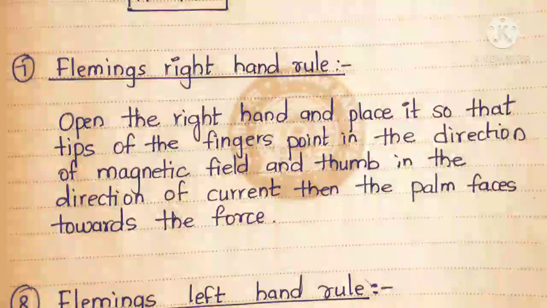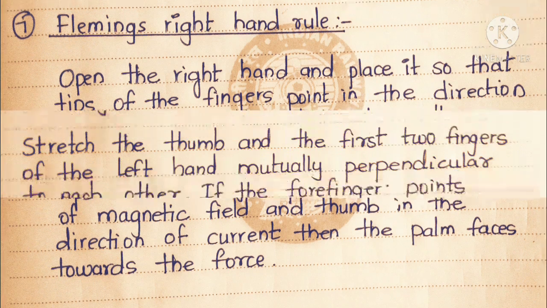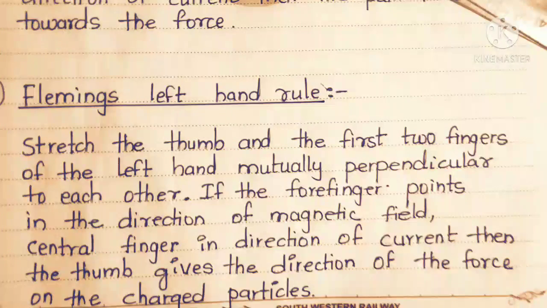And be perfect in that. Also, the seventh one is Fleming's right hand rule. Learn it thoroughly, don't mess it up. Then Fleming's left hand rule also. Don't get confused between these two rules because they are a little similar.